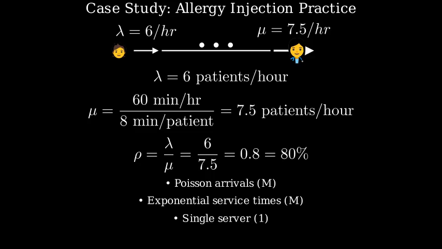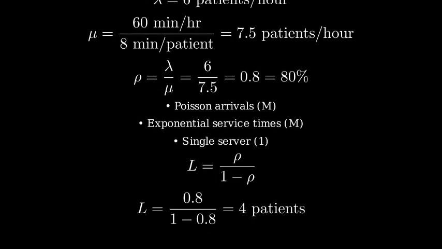Let's calculate L, the average number of patients in the system. For an M/M/1 queue, L equals rho divided by 1 minus rho. Plugging in 0.8, we get L equals 4 patients on average in the system.